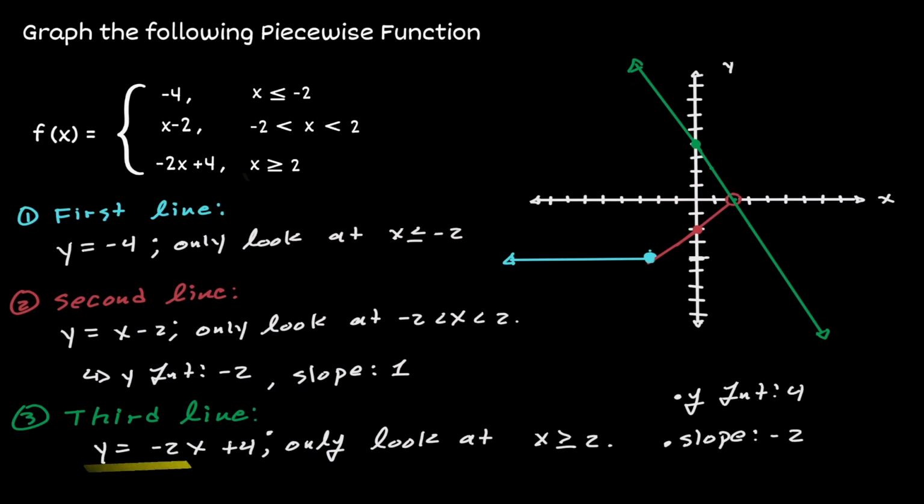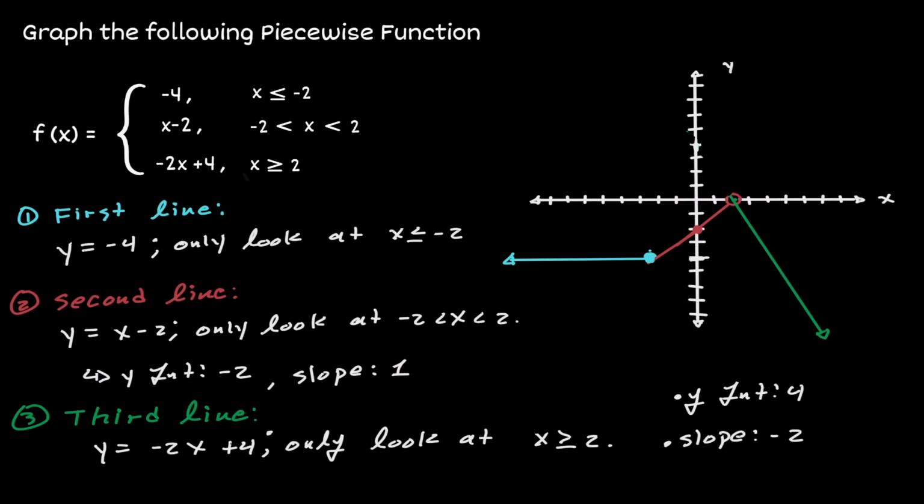So now we have the graph of the line -2x plus 4. But we don't want to consider the whole line. We only want to consider those x values which are greater or equal to 2, which is everything that is on the right-hand side of 2. So let's erase the section of this line that is not in this interval of x being greater or equal than 2.